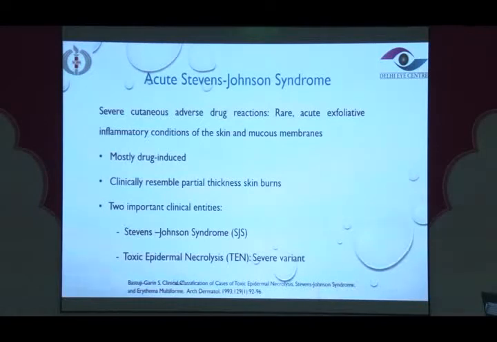The two important clinical entities are Stevens-Johnson syndrome, when it involves less than 10% of the body surface area, it is termed as SJS. And when it is an extensive kind of a picture and it involves more than 30% of body surface area, then we categorize these cases as toxic epidermal necrolysis.